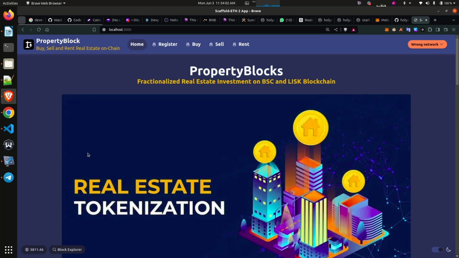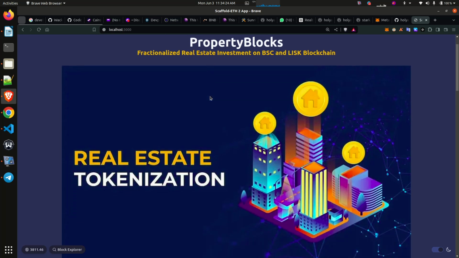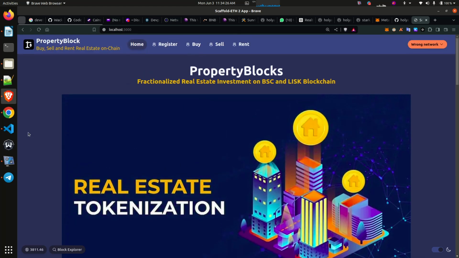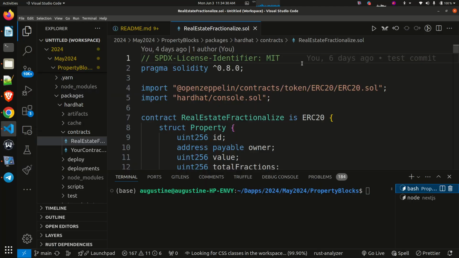Property Blocks is a fractionalized real estate investment both on Binance chain and Lisk Sepolia testnet. For now, we plan to move it to the mainnet. It's a multi-chain app. Before I proceed in demoing the front end, which is still a work in progress, let's look at the smart contract.